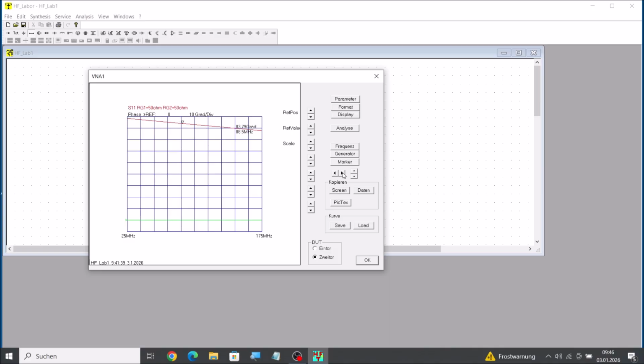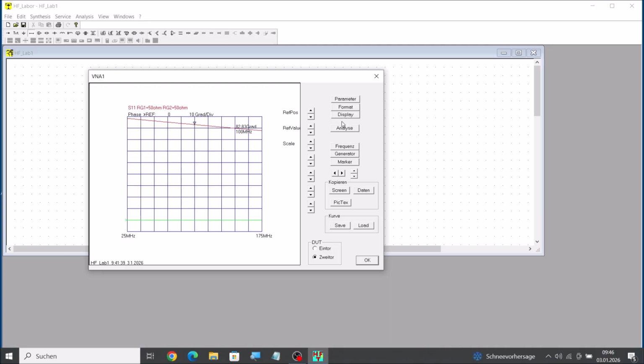If I again use the marker function, I can get the phase of S11 at 100 megahertz, and then you see that we have a difference to our approximation. Our approximation predicted a value of 90 degrees, and here we have now a value of roundabout 80 degrees, so a difference of 10 degrees.